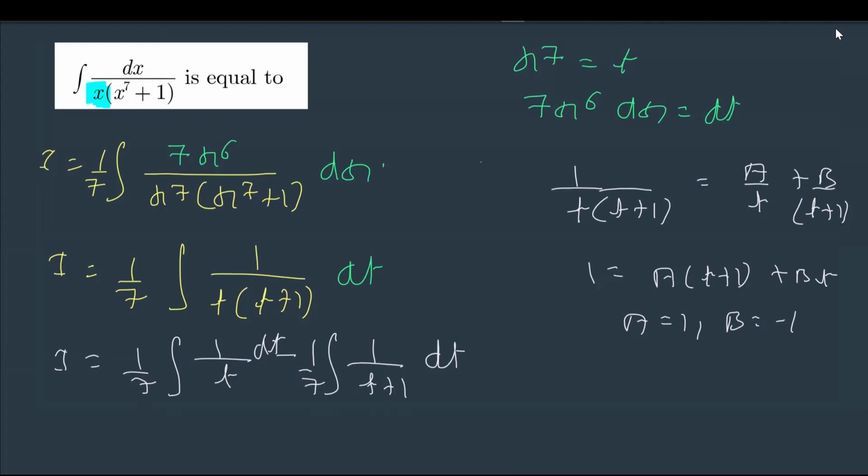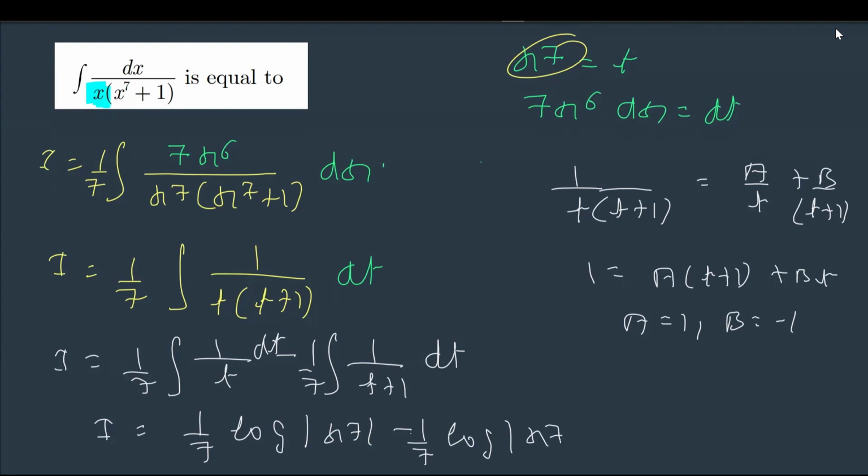Now the next step is to write its integration. We know that integration of 1 over t is log mod t, and I'm going to replace t with what I have taken, x raised to the power 7. So this is log mod x raised to the power 7, and then there is a minus sign, 1 over 7 again, log mod t plus 1, that is x raised to the power 7 plus 1. Well, I can see that we can even apply some properties of log over here. So let's do that also.